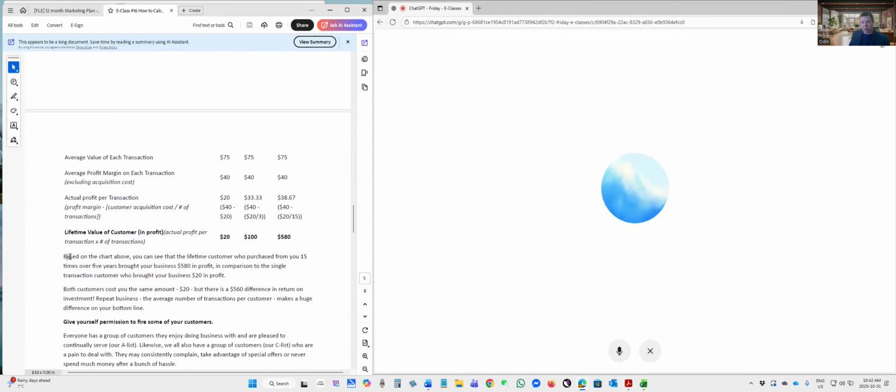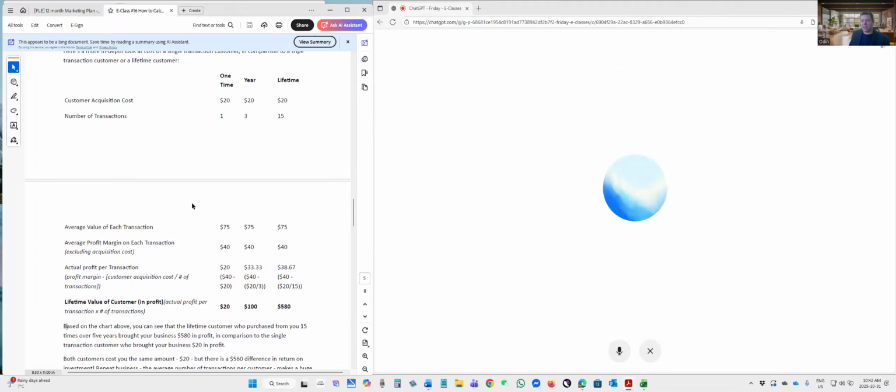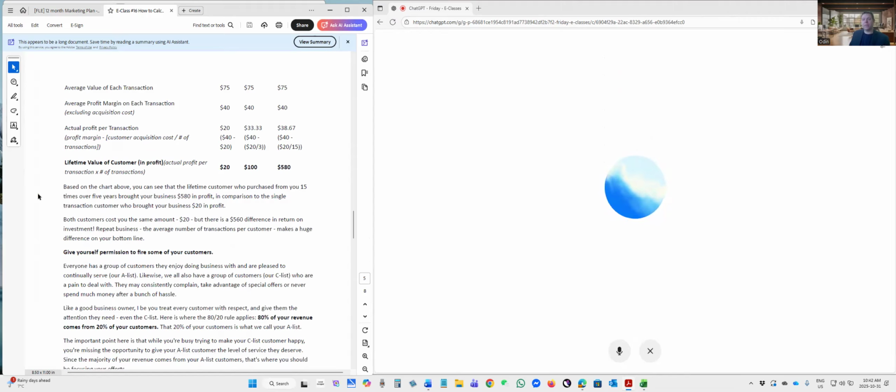All right, so let's move on past the chart and go based on the chart above. You can see lifetime value who purchased from you 15 times over 5 years. So let's continue with that because I've already gone through the chart. Absolutely. I'll pick it up right after that chart summary and continue on.